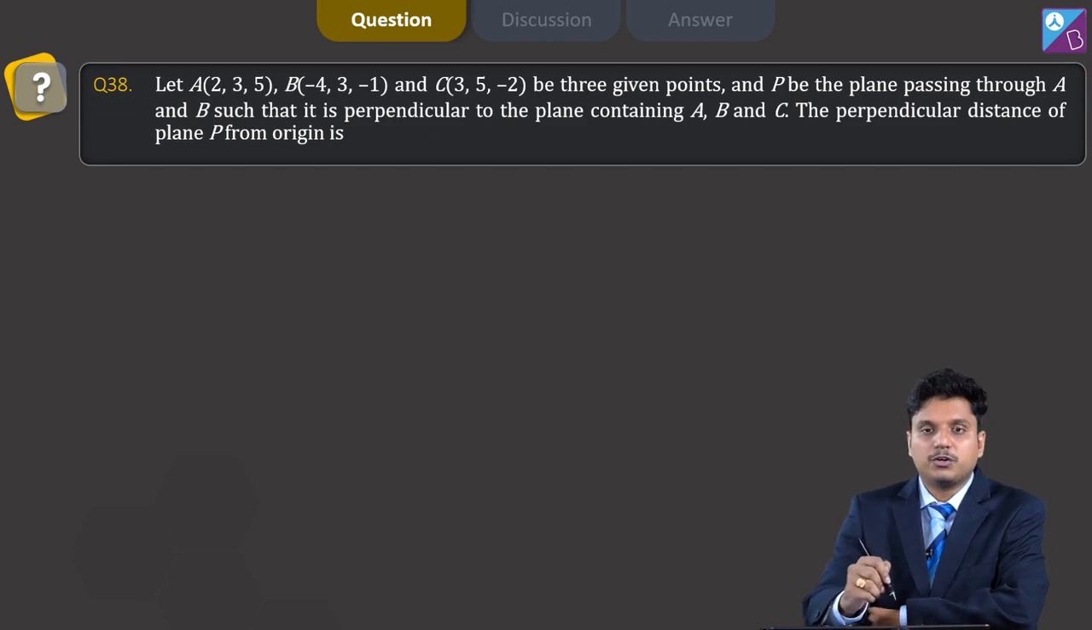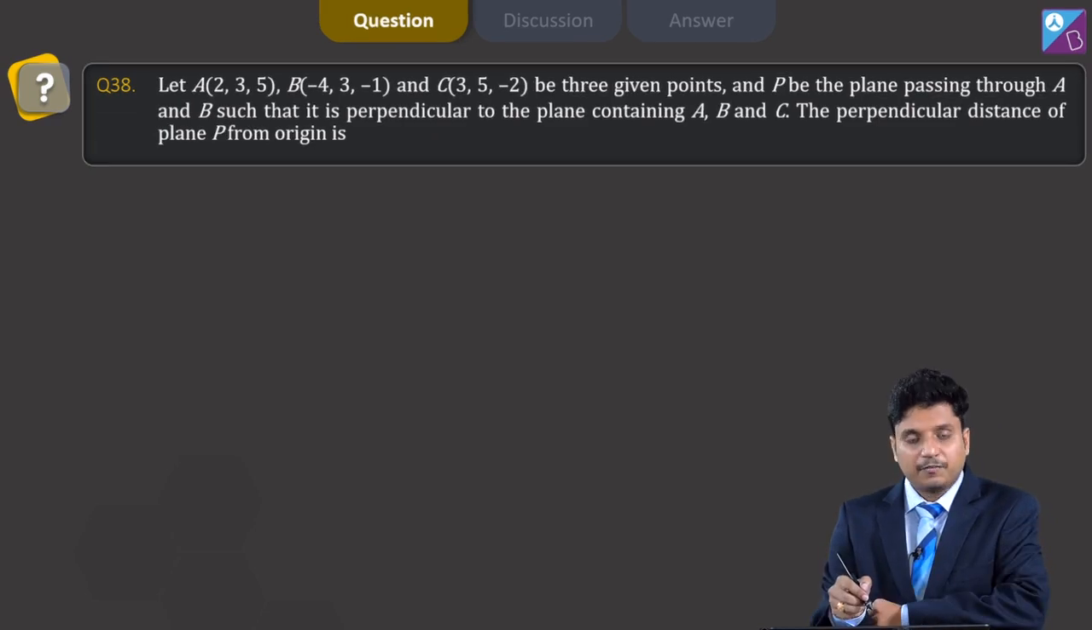So now we move on to the next question, which comes from 3-dimensional geometry. Here it is given that A, B, C are 3 points. From these 3 points, of course, we can draw a triangle as well, that will be 3-dimensional. And here P is the plane passing through A and B such that it is perpendicular to the plane containing A, B and C. The perpendicular distance of that plane from the origin is all we have to find out.